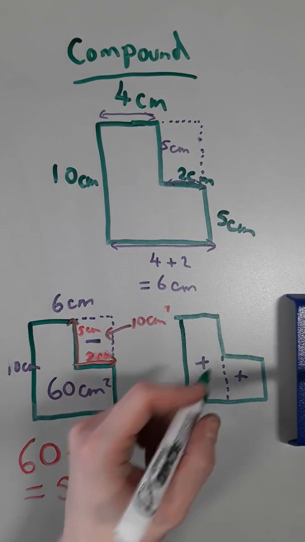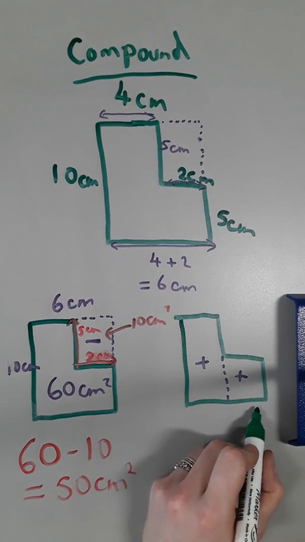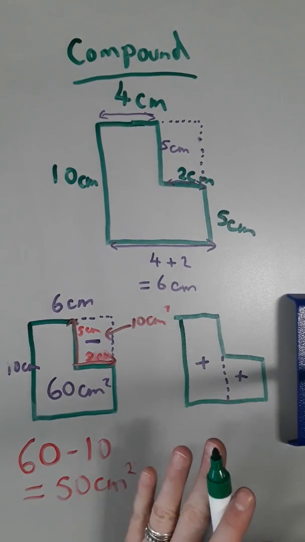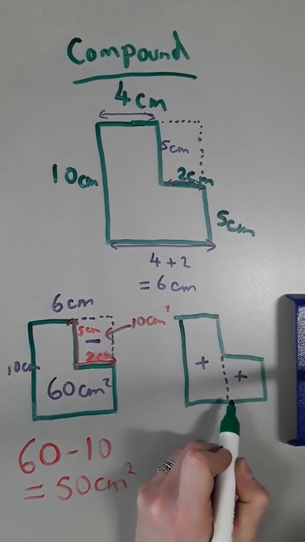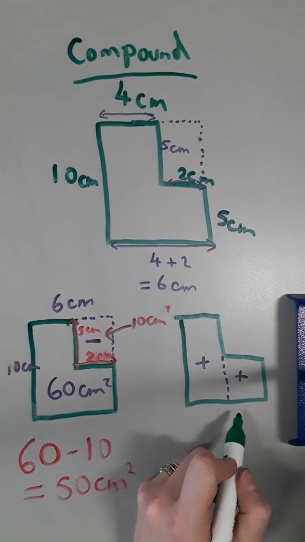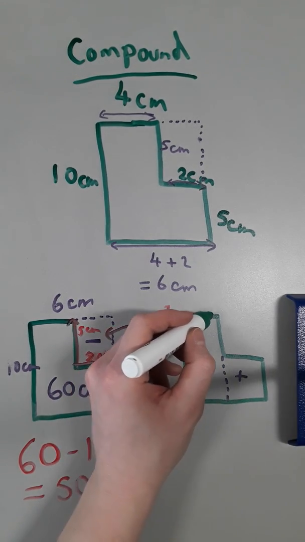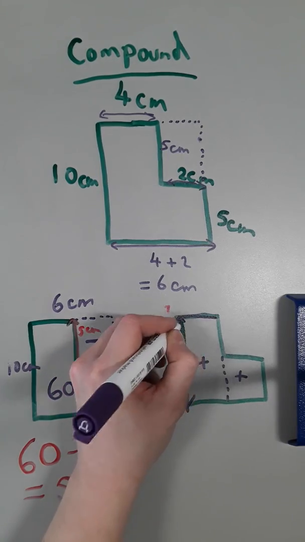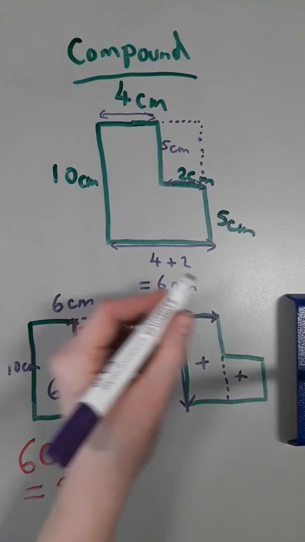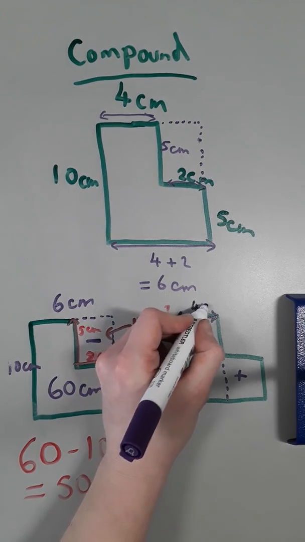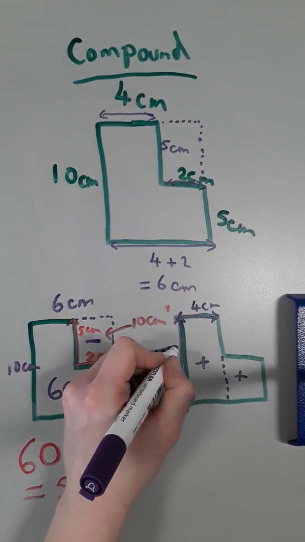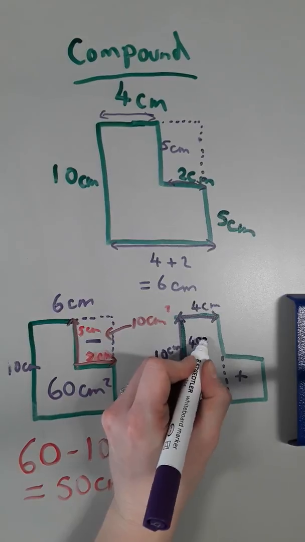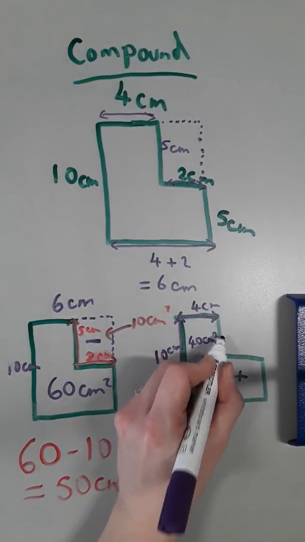Now let's do it with this method. What I'm going to do is I've decided the best thing to do before you do anything is actually draw a dotted line to remind yourself how you're splitting up your shape. So if I want this shape, I need to work out this length times this length because they're perpendicular to each other. So I have 4 centimetres times 10 centimetres, so that's worth 40 centimetres squared.